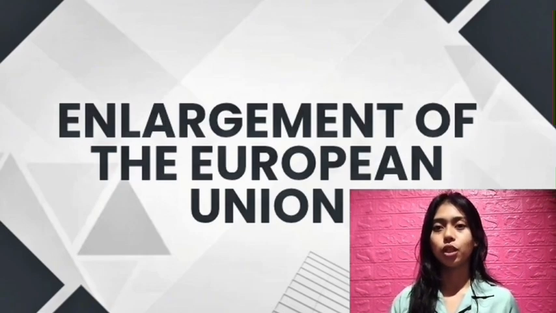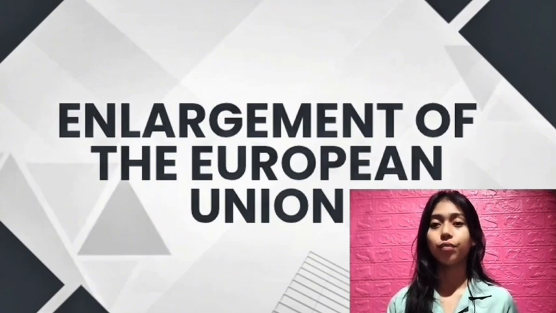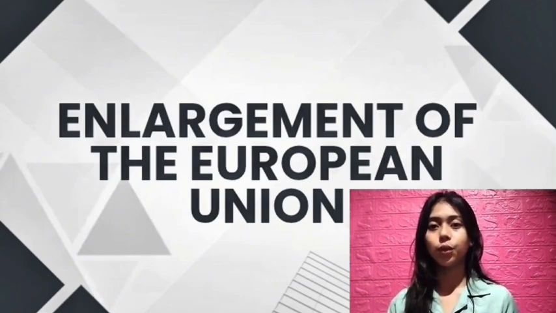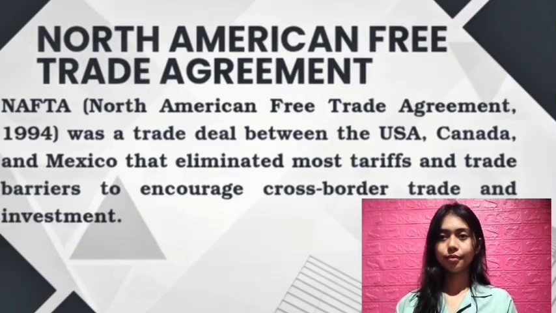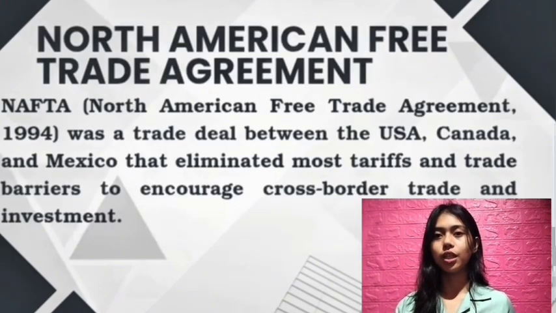EU membership reached 27 nations. The EU grew very fast from 15 to 27 members in less than 10 years. The EU now represented 450 million people, a single economy with a GDP of 11 trillion euros. This made the EU one of the largest economic powers in the world. Next is the North American Free Trade Agreement, or NAFTA, a free trade agreement among the United States, Canada, and Mexico.